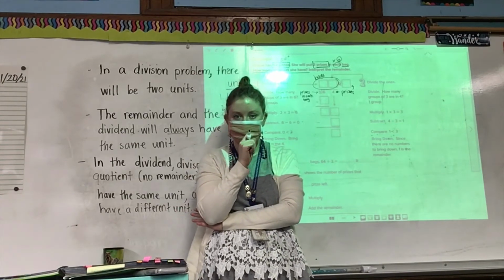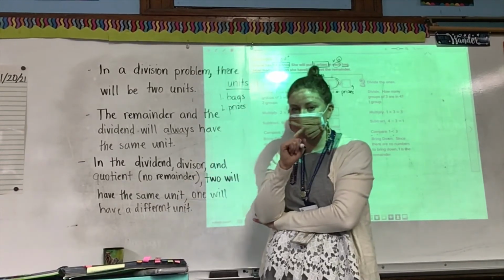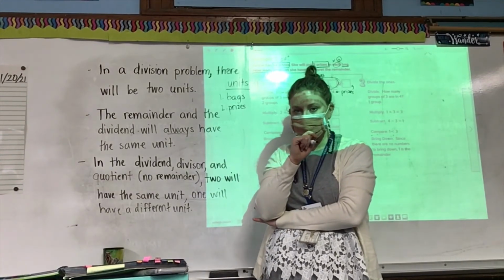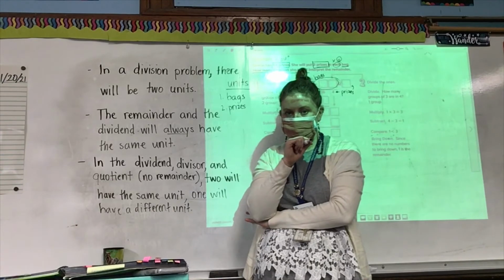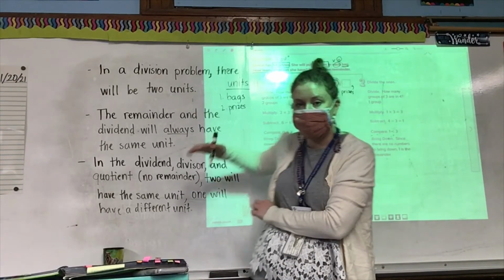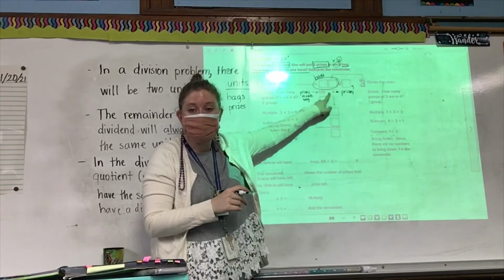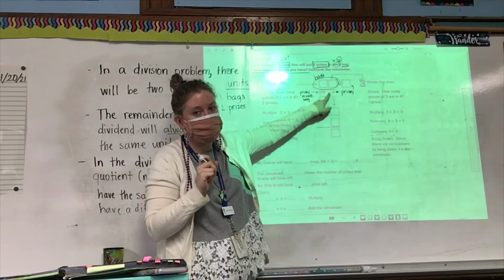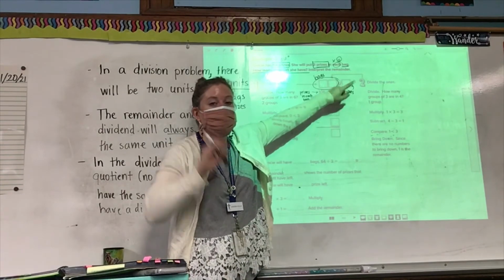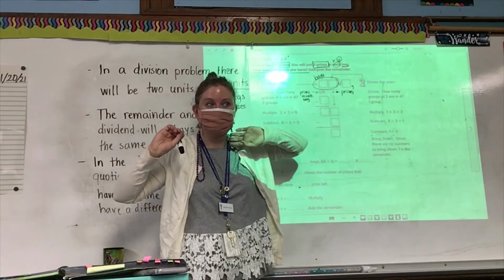Because we wrote it down on our sticky note as a reminder. What exactly did we write? The remainder and the dividend will always have the same unit. We know our dividend is the number of prizes, so that tells us our remainder is the number of what? Prizes that are left over.